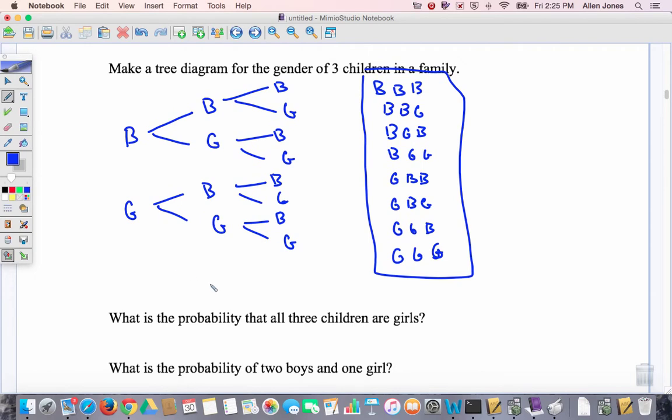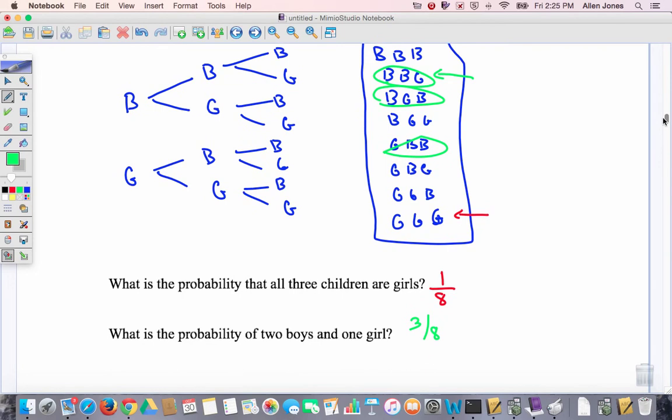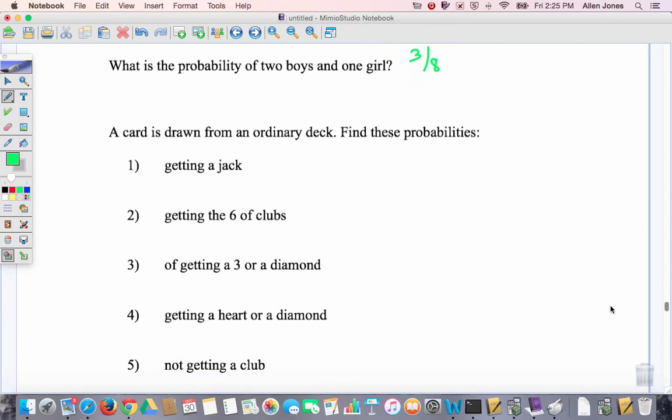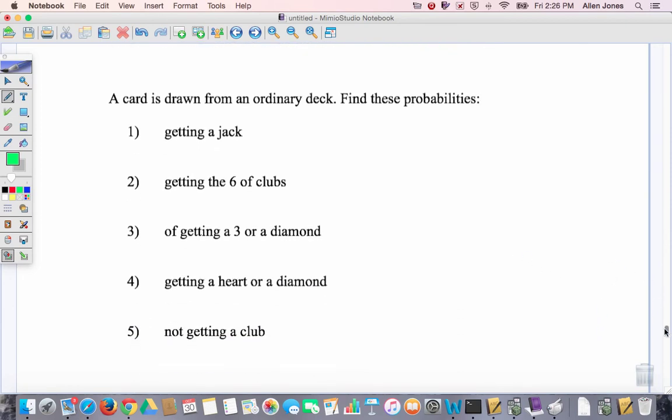So as we scroll down here a little bit, we have a couple questions to answer based off of that. It says, what is the probability that all 3 children are girls? Well, you can see right down here, this is the only place that we have all those being girls. So there's one outcome that's favorable, and 1, 2, 3, 4, 5, 6, 7, 8 total outcomes. So our probability is 1/8. Next question says, what is the probability of 2 boys and 1 girl? Well, there's 2 boys and a girl, 2 boys and a girl, 2 boys and a girl. So it looks like we have 3 of those, so our probability is 3/8. So there's using a tree diagram along with listing our sample space to come up with some probabilities.